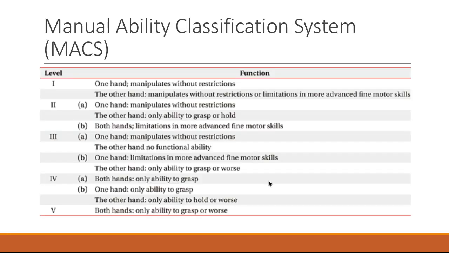The manual ability classification system is used to describe how a child with CP uses their hands to manipulate objects during everyday activities. Like the gross motor classification system, the therapist can assign a level to describe the child's hand skills, which can change over time with interventions.